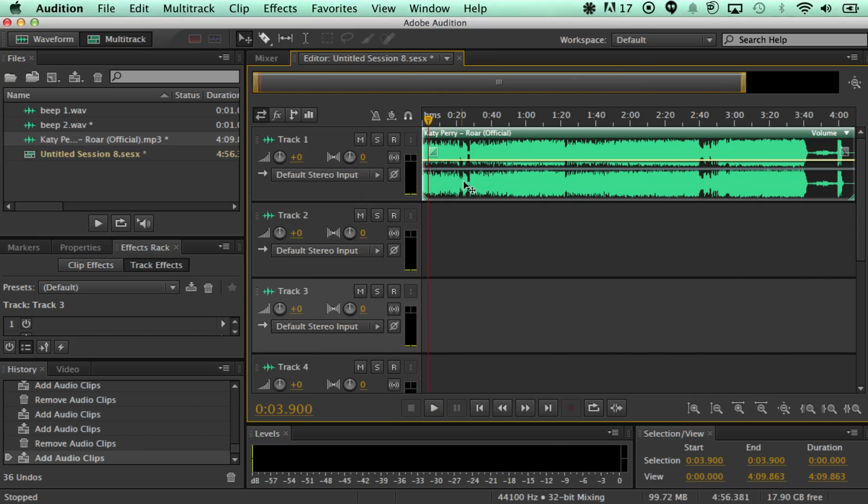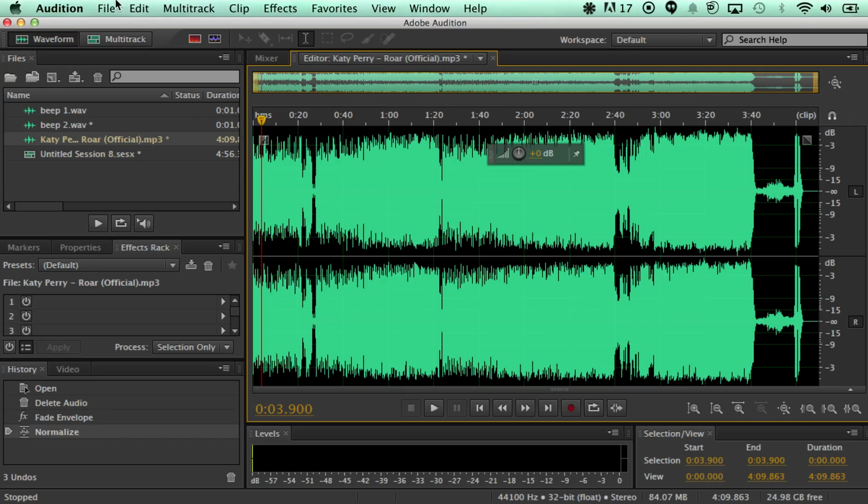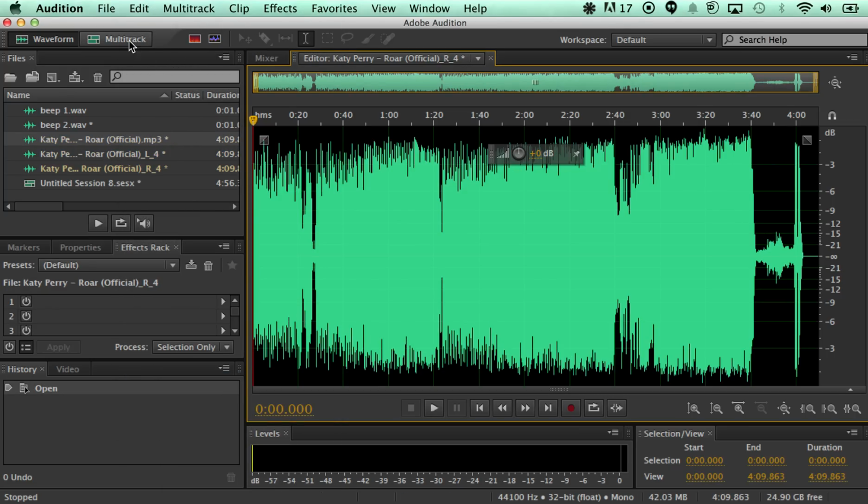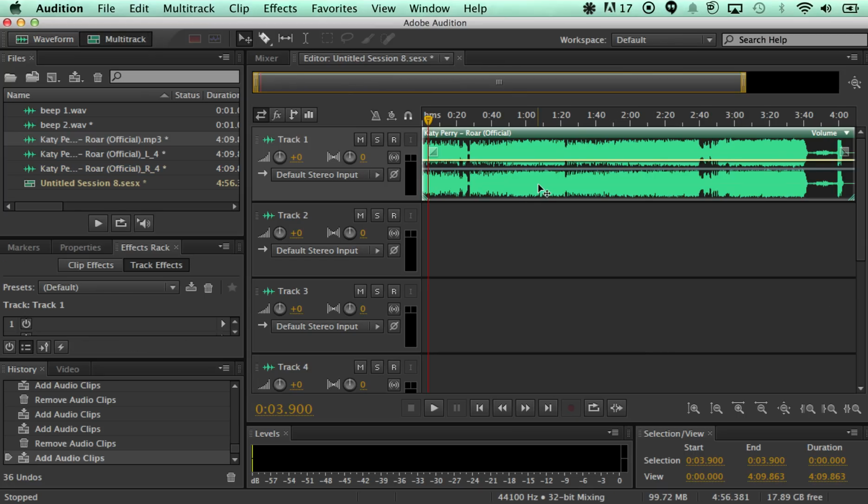Right, we know that song. It's a stereo mix, like most songs. It's mixed in stereo. It's got a left channel and a right channel. First thing we need to do is we need to extract those out. Go into the sound, edit, extract channels to mono files. I now have two different files. One is the left channel and one is the right channel.